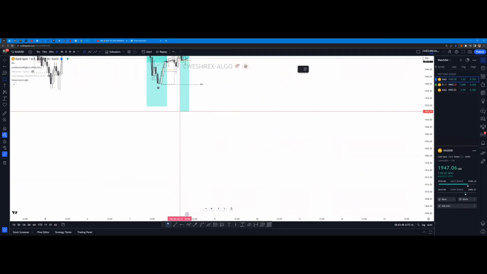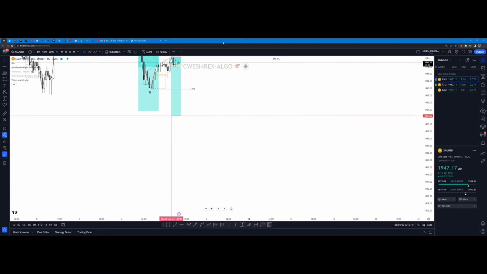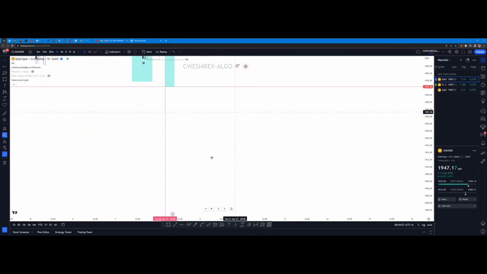It's been a while since I looked at that formation, because currently I'm back testing some new stuff. Okay, so we have, yeah, it's 5.